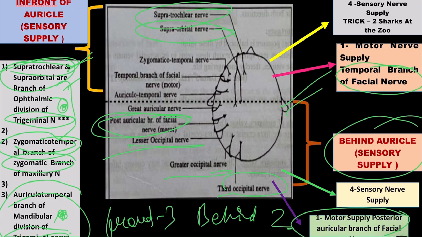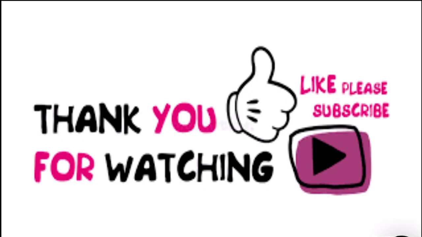In the nerve supply of the scalp, you need to remember only 10 nerves by heart, that is, 10 nerves that supply the scalp on each side. 5 in front and 5 behind. So 5 in front, 5 behind, and we are done with this topic very easily.